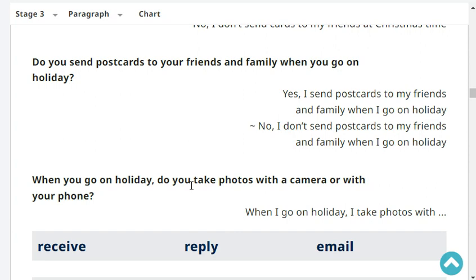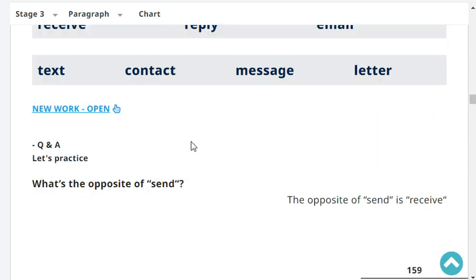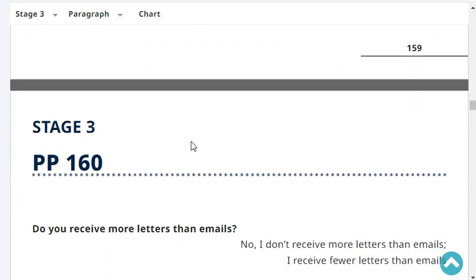Very good. When you go on holiday, do you take photos with a camera or with your phone? When I go on holiday, I take photos with my phone. Very good. What's the opposite of send? The opposite of send is receive.